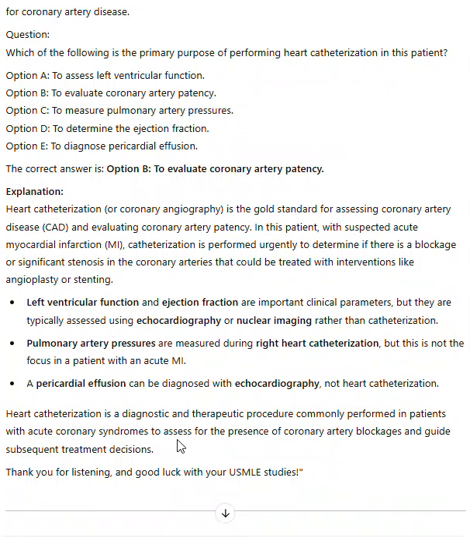Heart catheterization is a diagnostic and therapeutic procedure commonly performed in patients with acute coronary syndromes to assess for the presence of coronary artery blockages and guide subsequent treatment decisions.